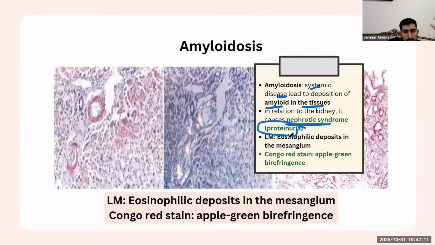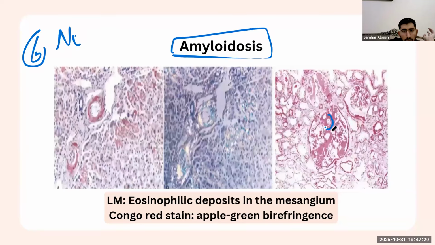So what happens? On light microscopy we'll have eosinophilic depositions. What are these eosinophilic depositions? They are the amyloid. So here you can see amyloid in the kidney.